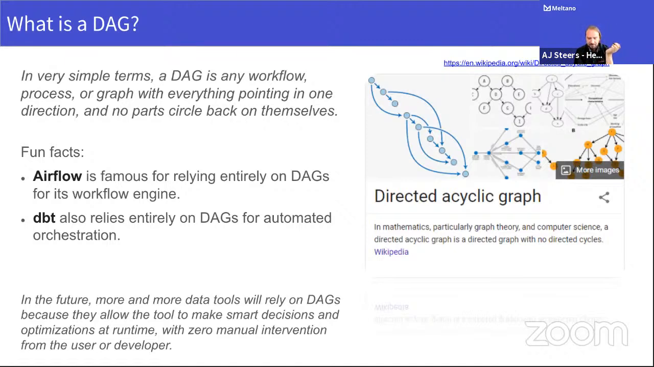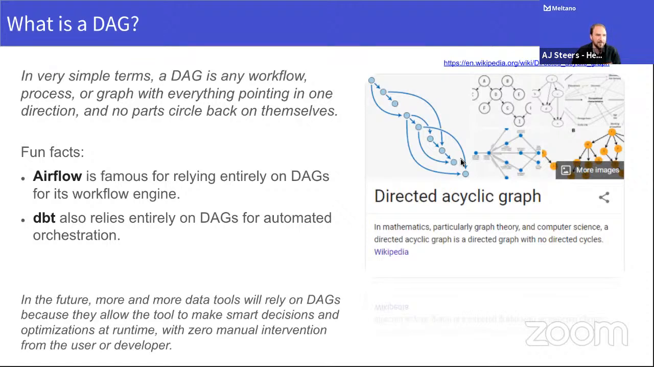Another common version of a DAG, or directed acyclical graph, is an org chart, right? Everyone reports to somebody and there's no loops where my manager ends up reporting to me and I'm also reporting to them. That doesn't happen. So the acyclical part of the graph just means there's no loops back. So everything flows in one direction.